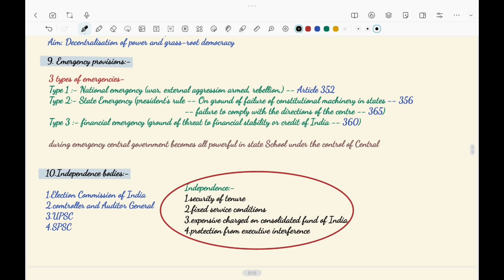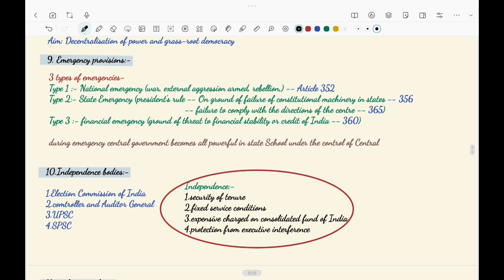Okay, and the next thing is emergency provisions. If some emergency happens to the whole country, then the states will be under the control of the center. And what kind of emergencies? It can be a national emergency such as wars or rebellions, and state emergencies such as failure of the constitutional machinery in the states, and failure to comply with the directions of the center. And the other thing is financial emergency, on the ground of threat to the financial stability or credit of India.